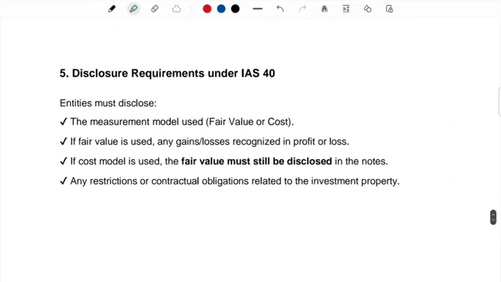Then lastly, we have disclosure requirements under IAS 40. So you must disclose the measurement model, whether you're measuring it at fair value or cost. If the fair value is used, any gains or losses are recognized in profit or loss. So you must disclose the gains and the losses that have occurred due to the revaluation of investment property. If the cost model is used, the fair value must still be disclosed in the notes. Any restrictions or contractual obligations related to the investment property must also form part of the disclosure notes. Okay.